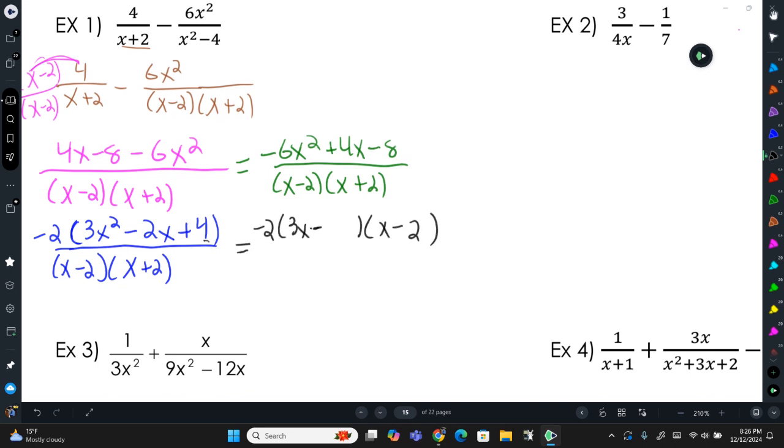So the only other option is 1 and 4. 3x times negative 1 is negative 3x. Negative 4 times x is negative 4x. That's going to add to more than that. So we can't factor this. This is unfactorable, which means this is our final answer.